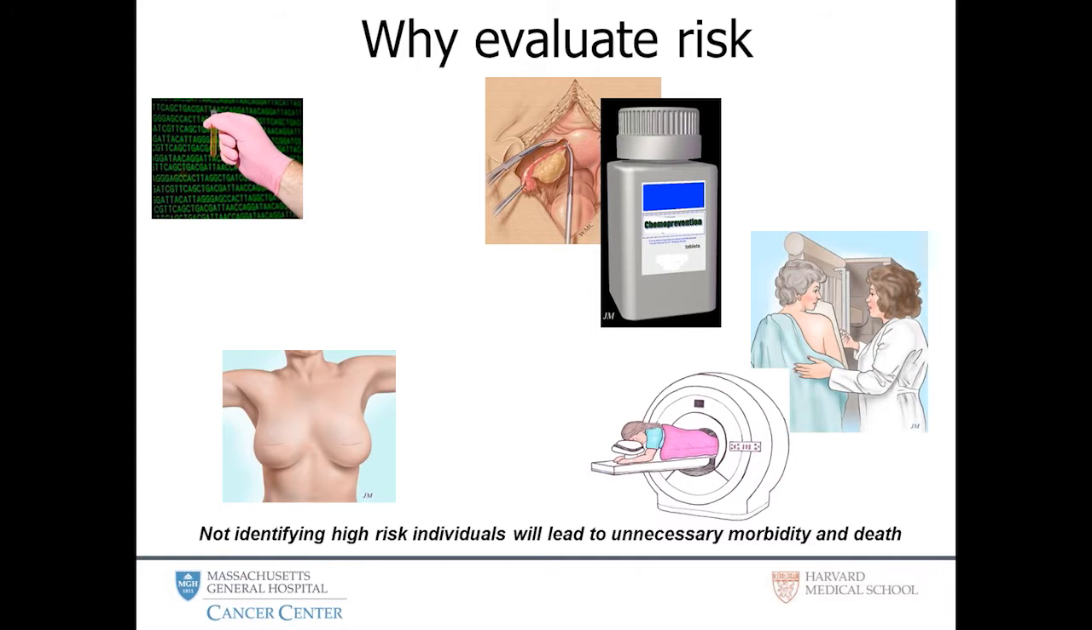Patients who need chemoprevention: tamoxifen, raloxifene, exemestane, drugs that can drop breast cancer risk. Identifying what patients require prophylactic mastectomy to prevent cancer, or those who choose follow-up, which ones need MRI, which ones need mammography, and when those studies should begin. So all of these are things that we can do for our patients who are at elevated risk. And the problem is that if we don't identify these high-risk individuals, we'll have unnecessary morbidity and death, essentially, that could have been prevented had we known they were at elevated risk prior to their developing disease.